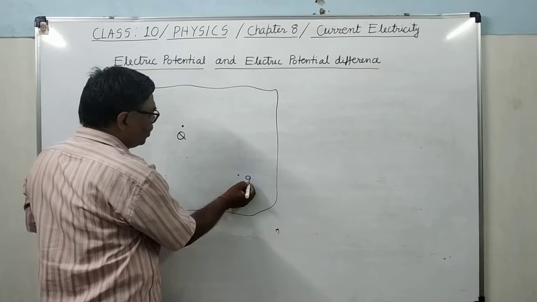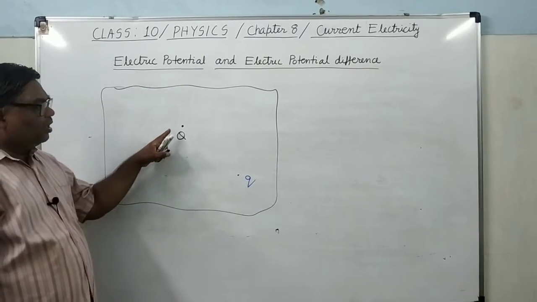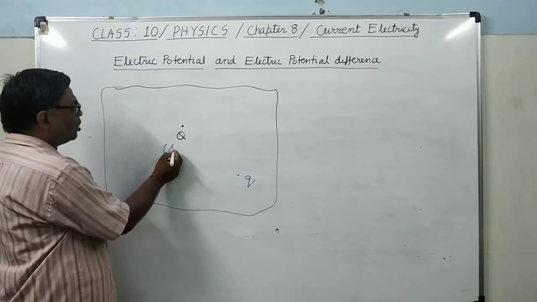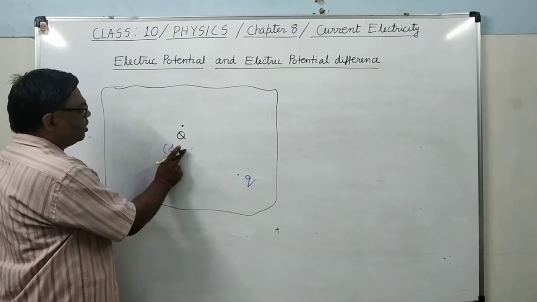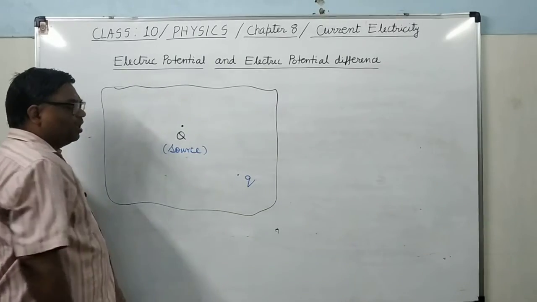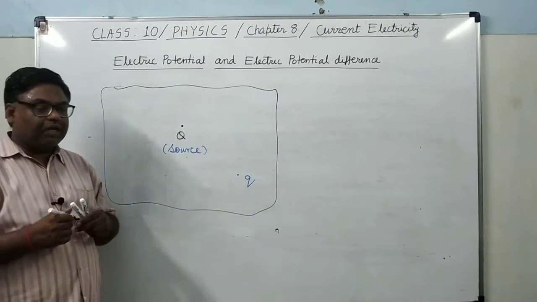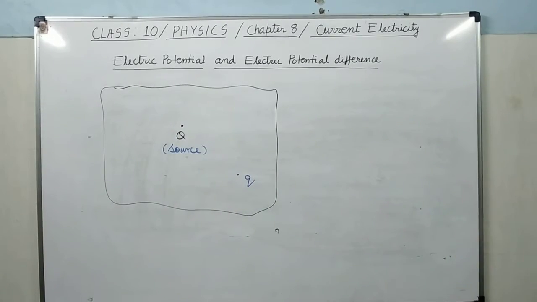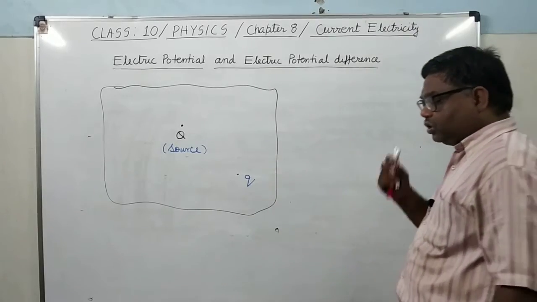Suppose I have placed charge Q here, what will happen? This capital Q, which is the source of this field, you can see, is exerting force on the small q. Is it clear? So every charge has its own field around it. What is the meaning of own field? Means if in that region some other charge is placed, then that other charge will experience force due to it.